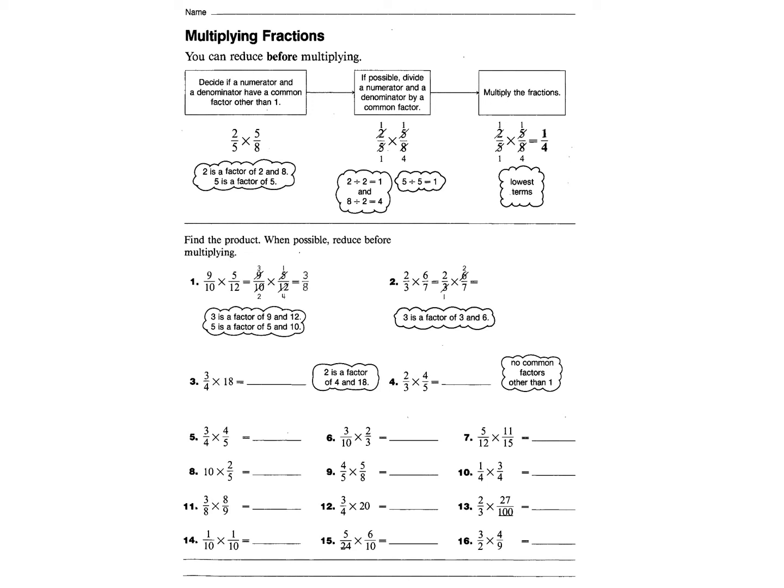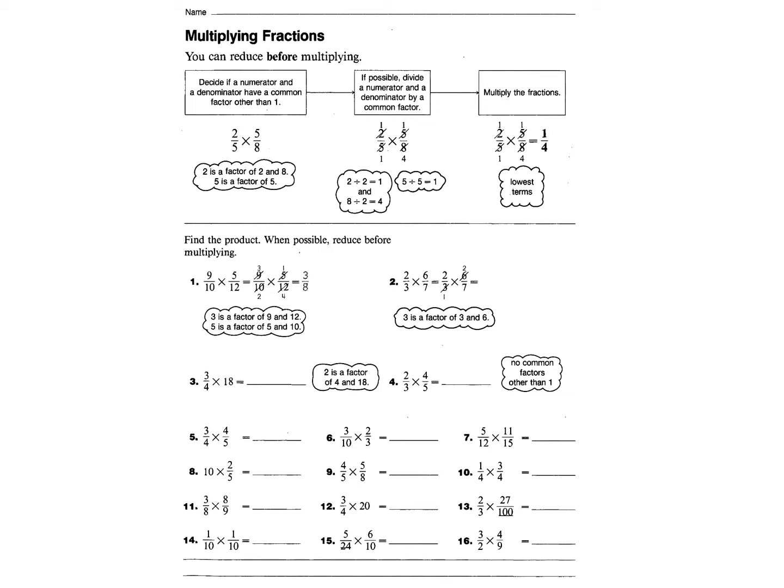Multiplying fractions. You can reduce before multiplying. Decide if a number and a denominator have a common factor other than 1. 2/5 times 5/8. 2 is a factor of 2 and 8. 5 is a factor of 5. If possible, divide a numerator and a denominator by a common factor.